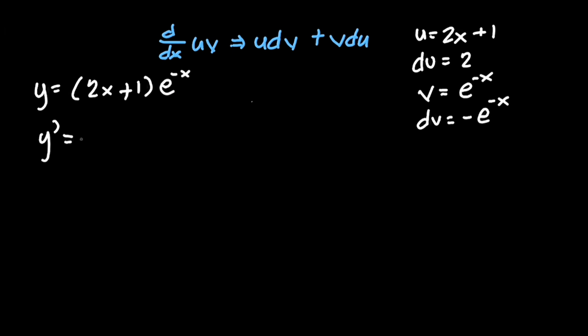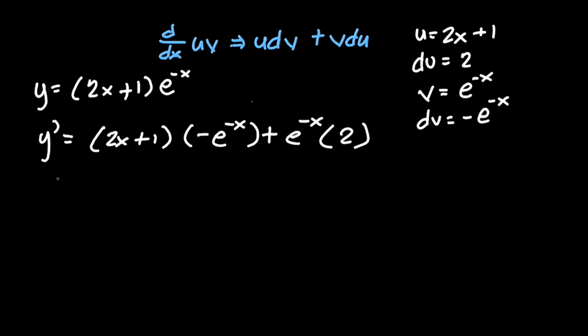Y prime now here would be 2x plus 1 multiplied by negative e raised to the power of negative x plus e raised to the power of negative x multiplied by 2. The final answer would be negative 2x e raised to the power of negative x minus e raised to the power of negative x plus 2e raised to the power of negative x.